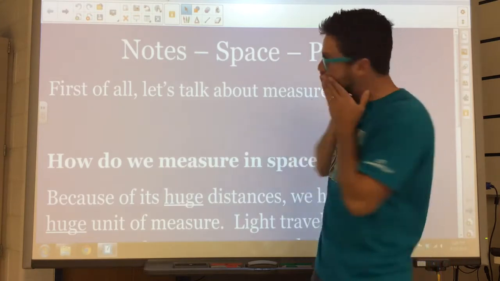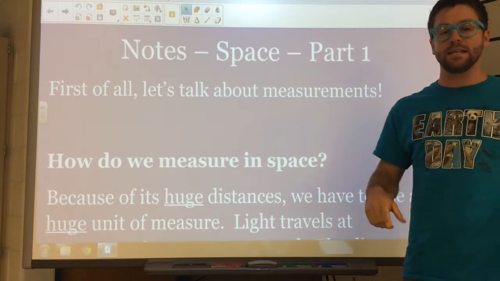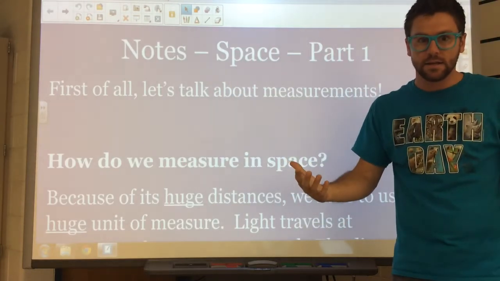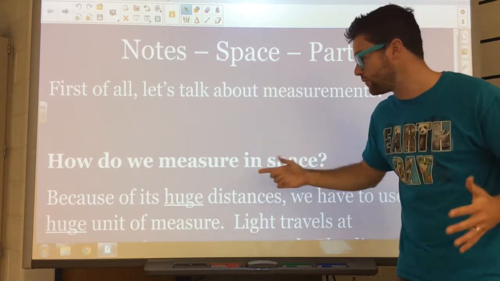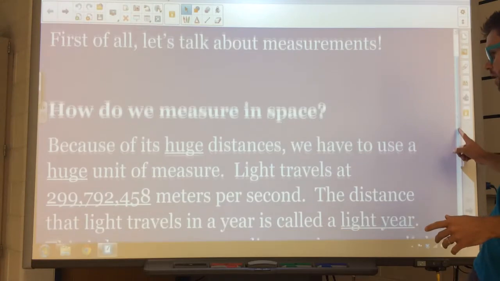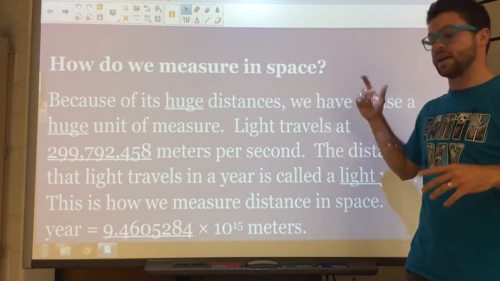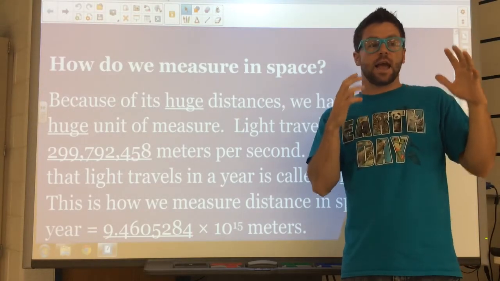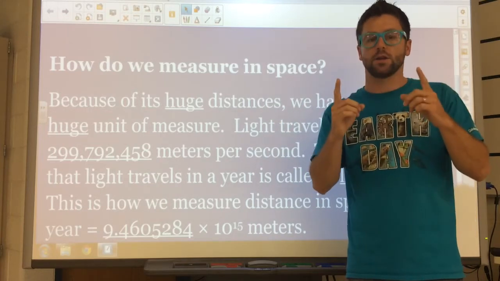Let's take a look. Okay, so we've talked about some measurements. How do we measure in space? It's such a huge distance that we had to come up with a unit that we could use to measure. So we've come up with this thing called the light year. It's a huge unit, right? The light year is a measurement of how far light can travel in one calendar year.